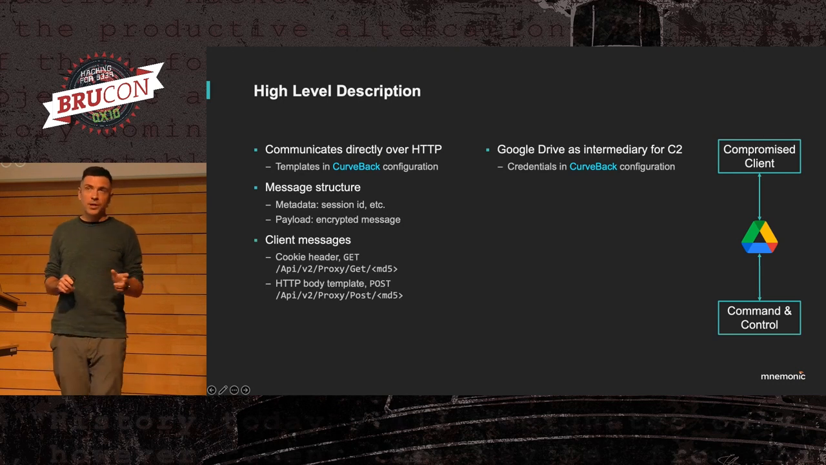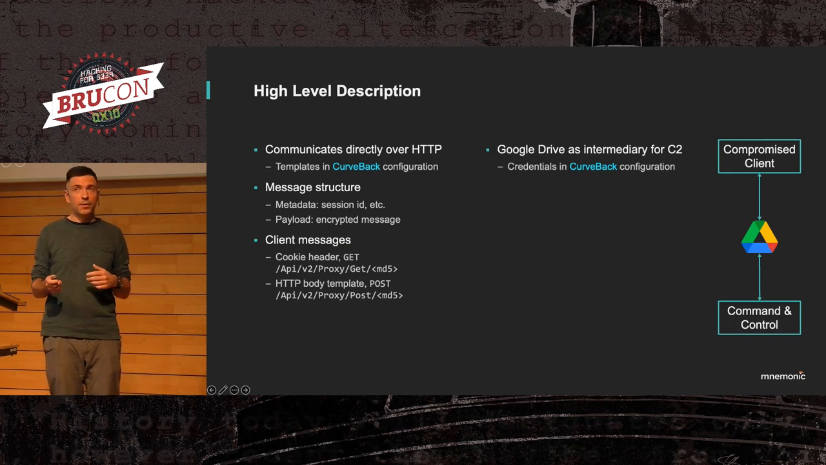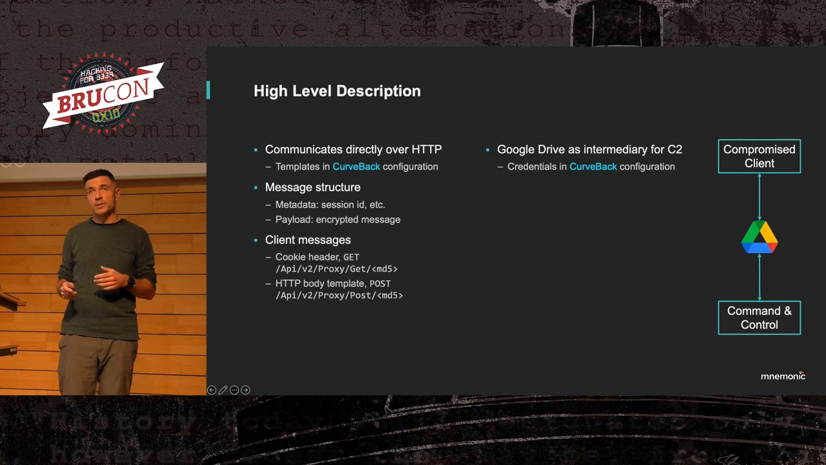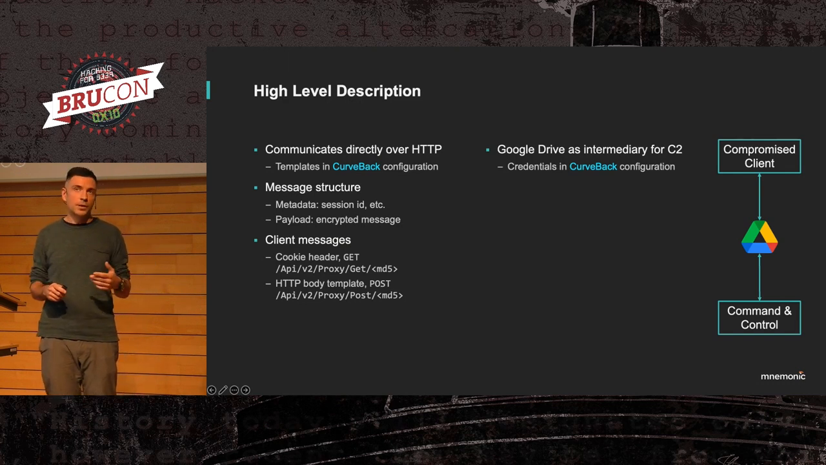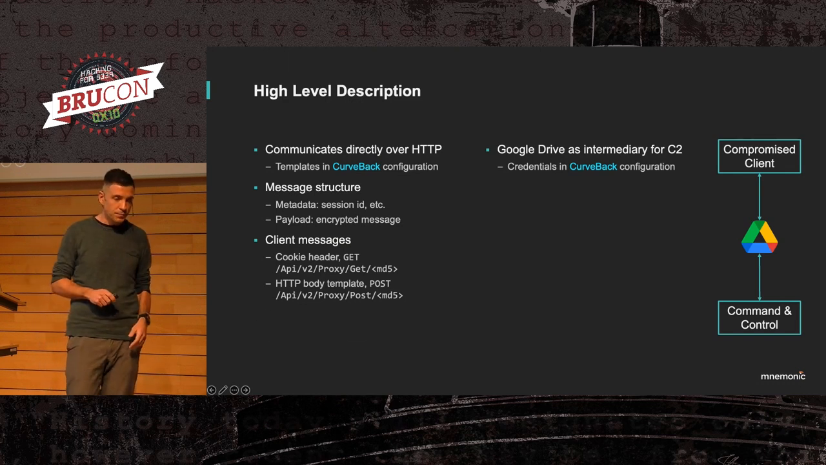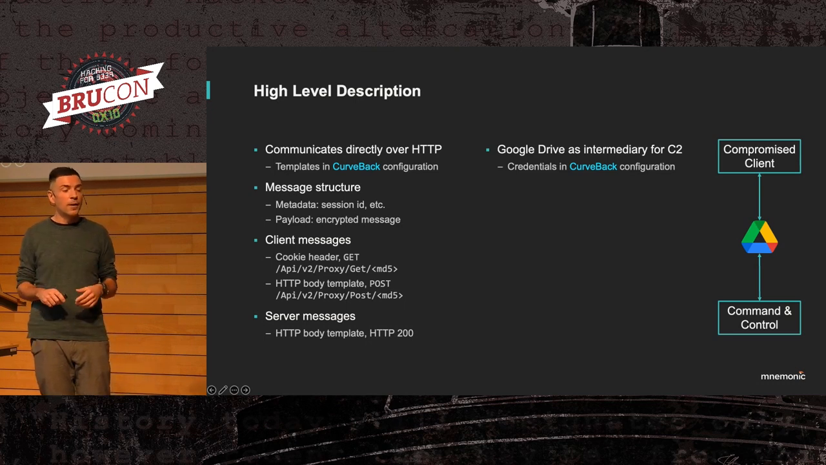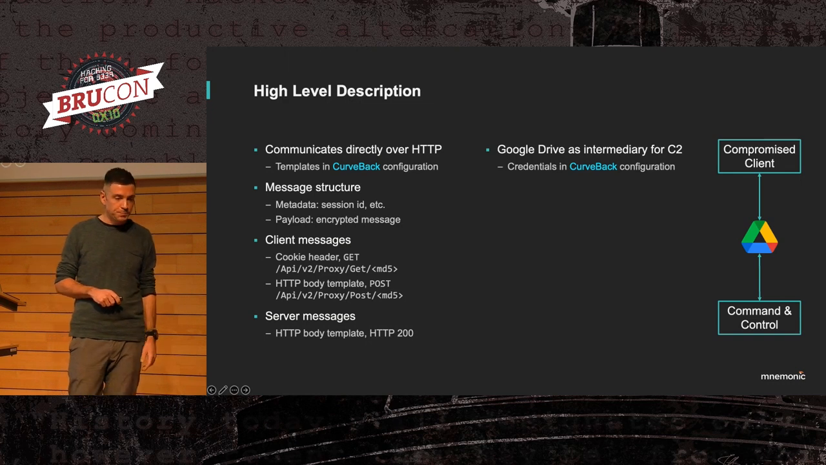For the client communicating with the C2 server, you can do that in two ways, depending on the message size. So it's either a GET request or a POST request to a specific URL. And if it's a GET request, the actual data is encoded into the cookie header value. And if it's a POST request, it is in the HTTP body, in an HTML template there. For the server part, it only responds with HTTP 200. And the message is always encoded into the HTTP body.